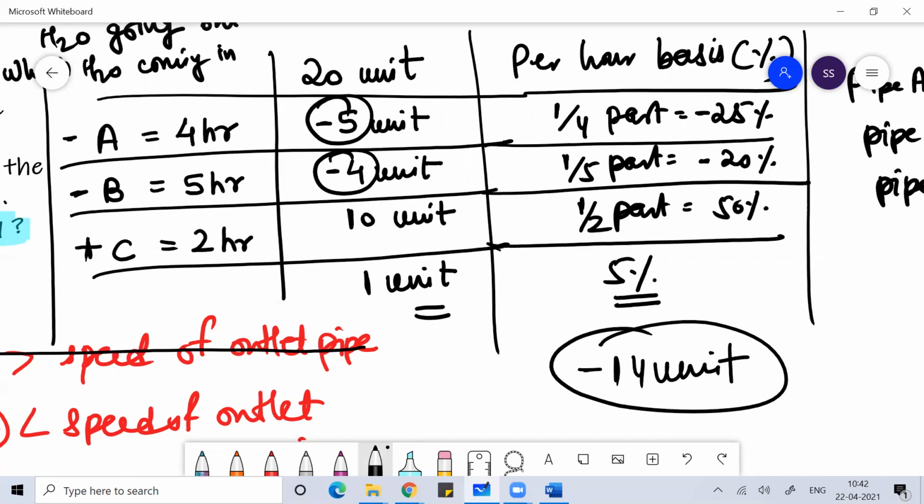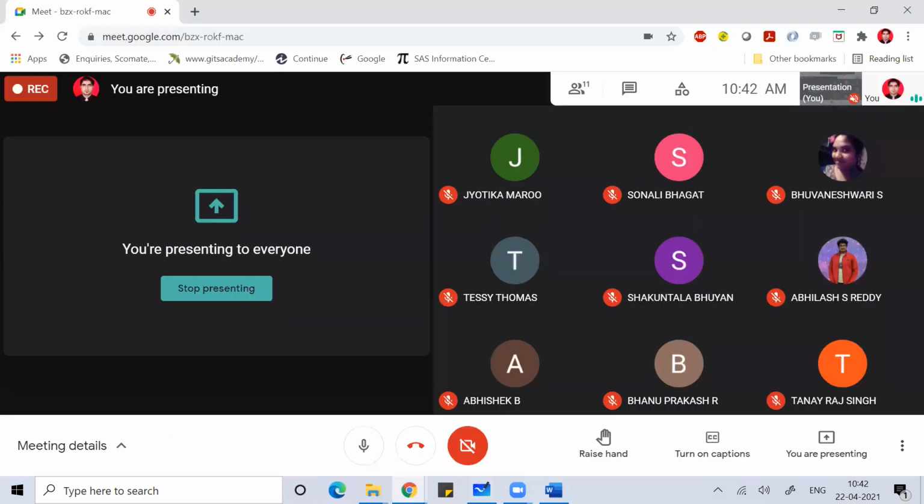Because it removes 50% of water every hour, if you close A and B at 3 p.m., then in 7 by 5, which is 1.4 hours, the complete system will get empty. 1.4 hours means 2 by 5 into 60, which is 24 minutes. So 1 hour 24 minutes, and again the system will get empty. So 4:24. So 3 p.m.